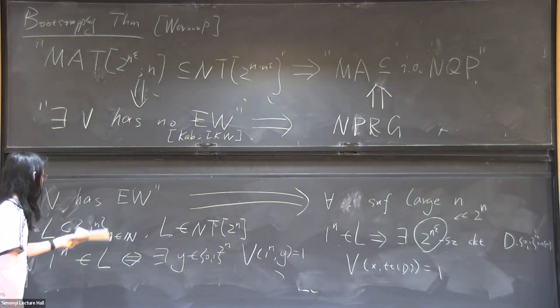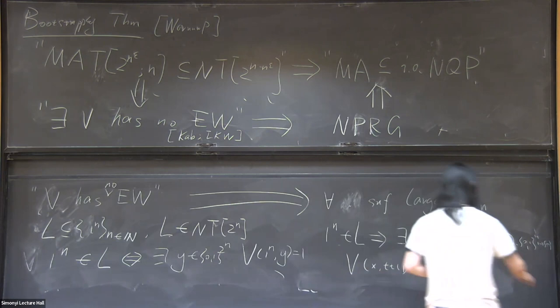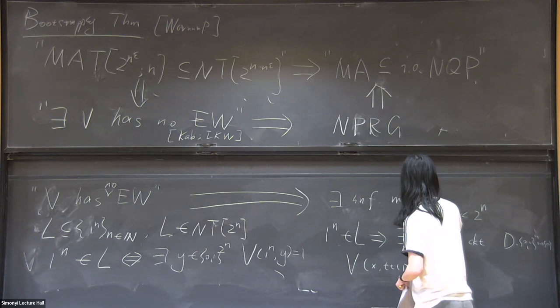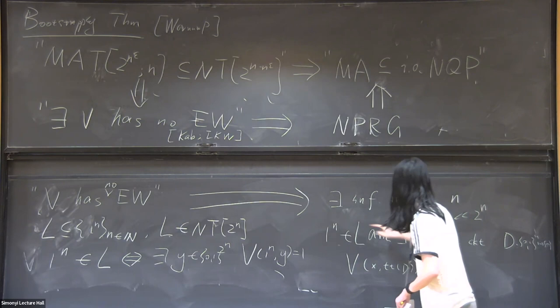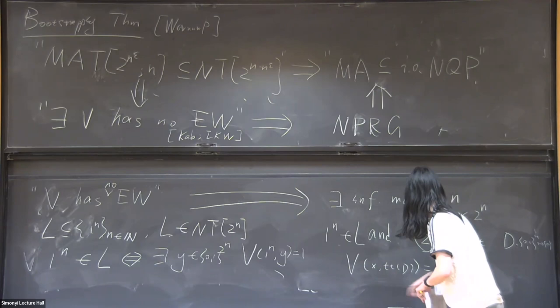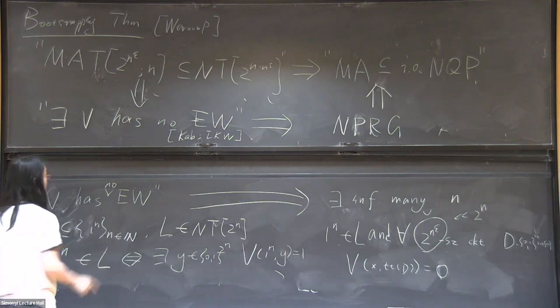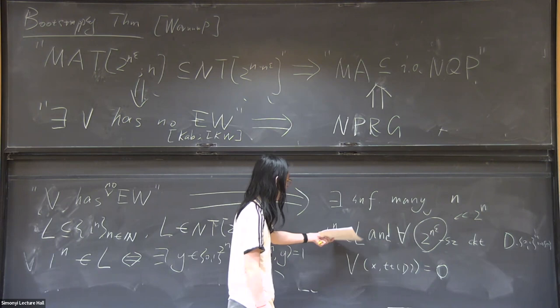Okay, let's just negate this definition and say what I mean by V has no easy witness. So we just try to do the negation. For sufficiently large n it becomes: there exist infinitely many n such that 1 to the n is in L, but for all small circuits, their truth tables are rejected. So when I say V has no easy witness, I just mean the negation of V has easy witness. It means that there exist infinitely many n such that 1 to the n is in L, and all truth tables of small circuits are rejected.